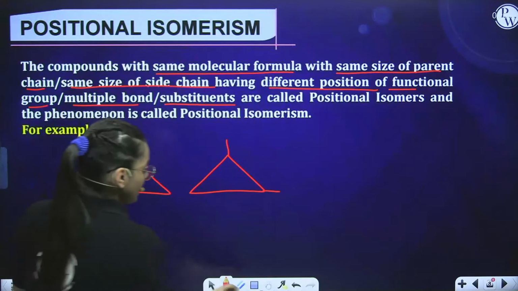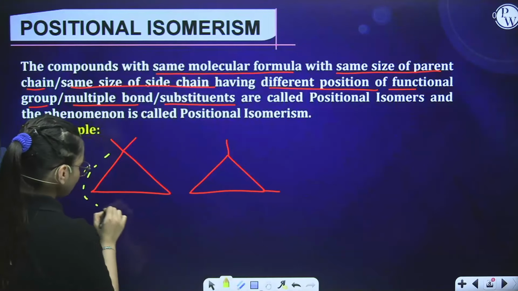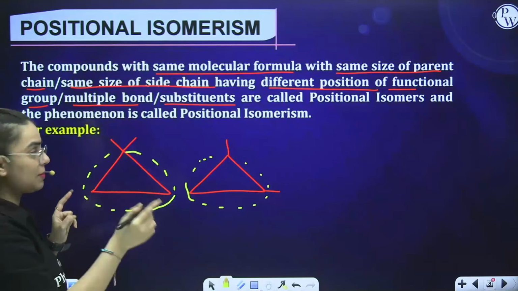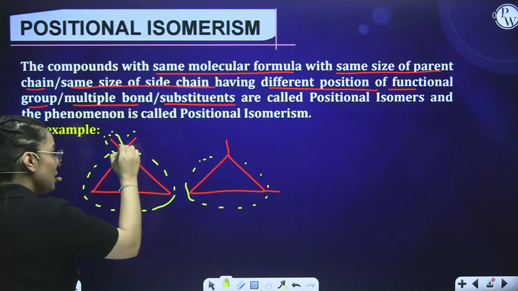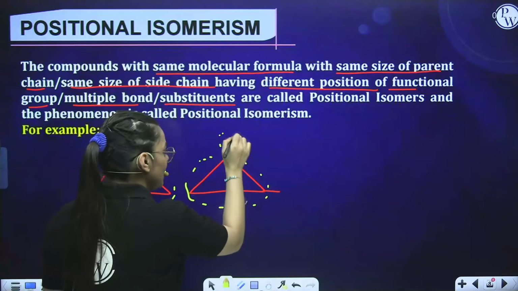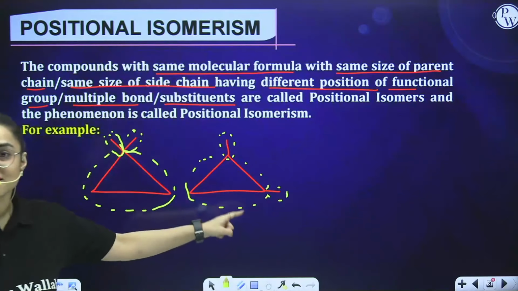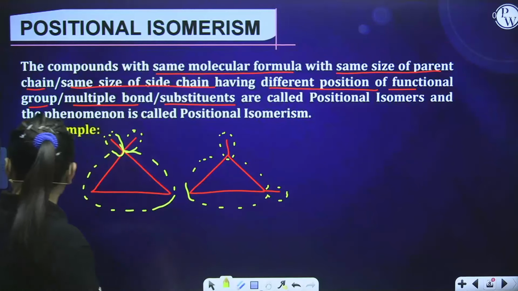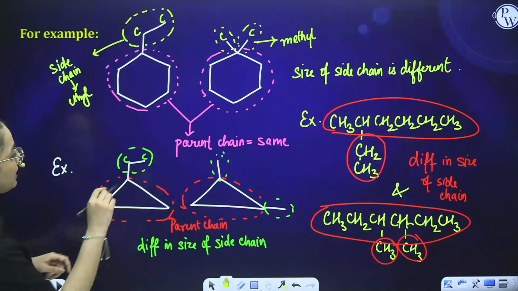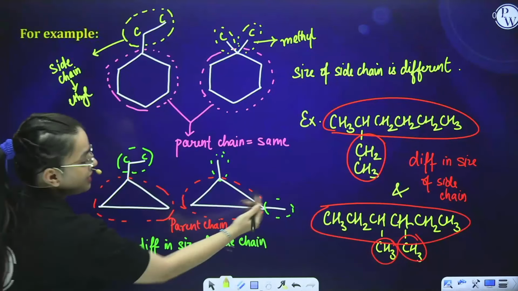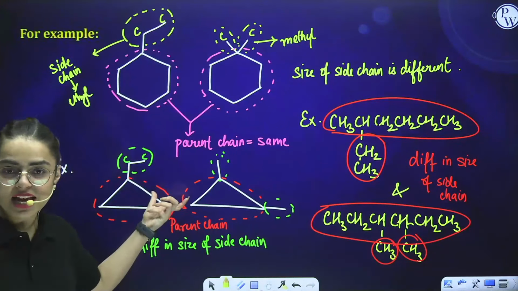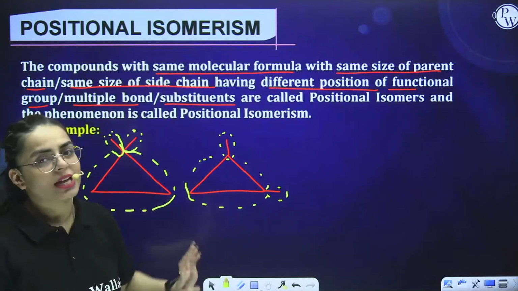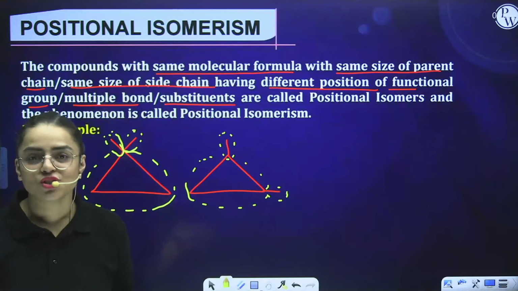Here, this is the parent chain, 3 carbon atoms, 3 carbon atoms. If I talk about the side chain, 1 carbon atom, 1 carbon atom. The sizes of the parent chain as well as the size of the side chain are the same in both of these cases. But if I take the previous case, there are 2 carbon atoms here and 1 carbon atom over here. So the 2 carbon atom size is different from the 1. But if I take this example, there is 1 carbon atom, 1 carbon atom. That means it is not a chain isomer of each other.